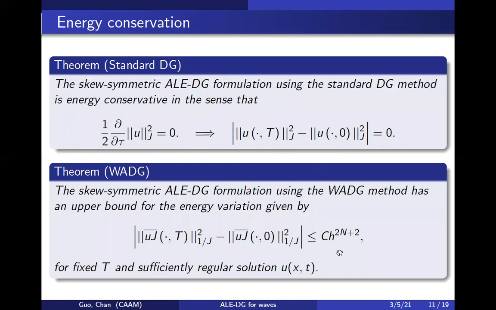However, if we switch to the weight-adjusted DG method, we don't have exact energy conservation. But the result is still good enough. We are able to show that the change of energy over a fixed time period can be bounded by some term that converges to 0 very fast.